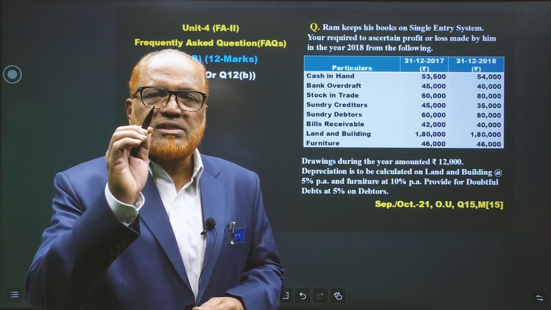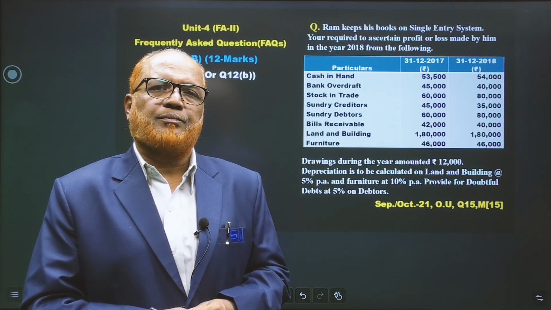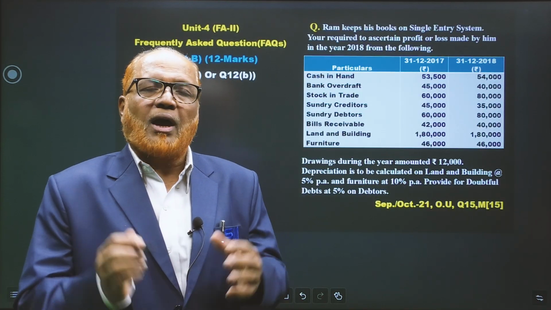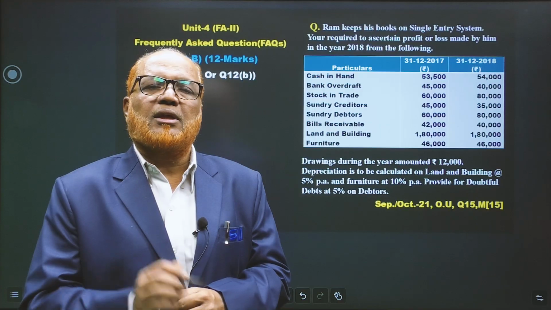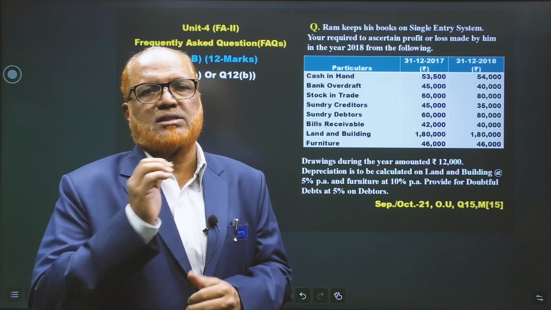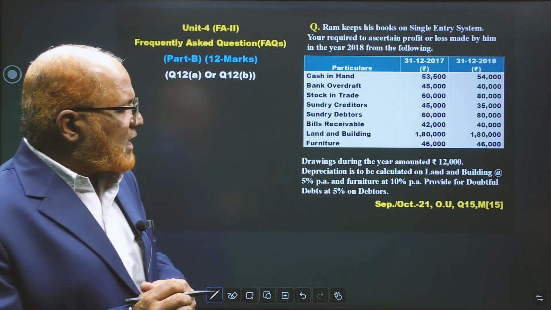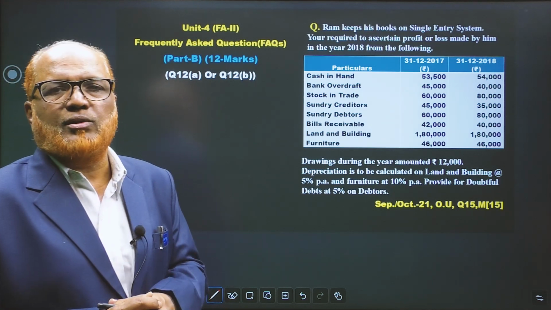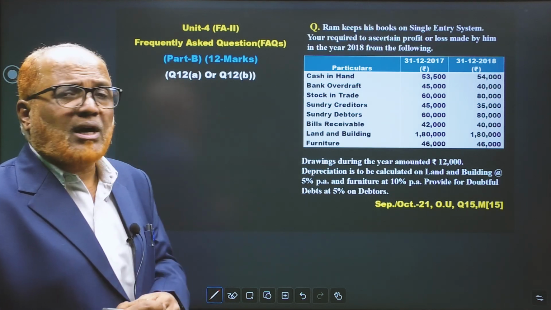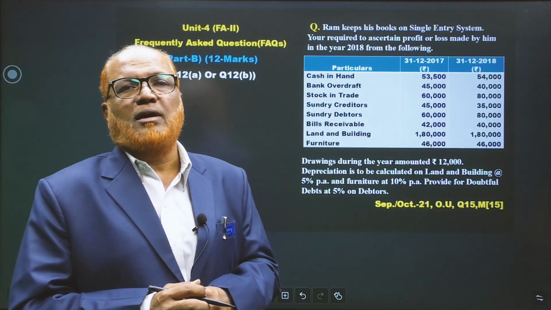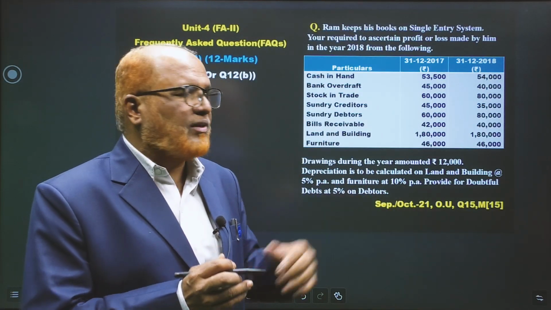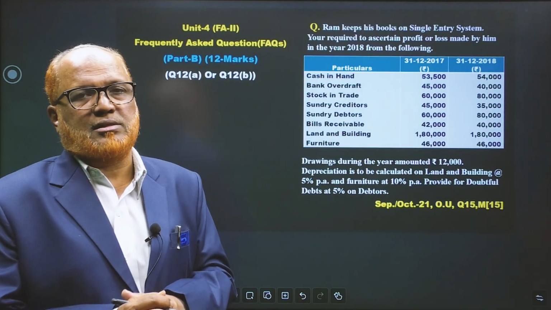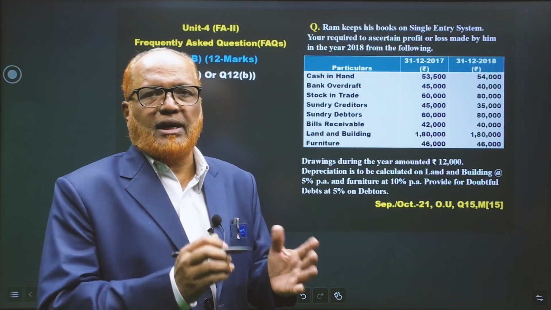But the thing is, you must understand the problem. If you understand the information given in the problem and also the requirement, then the problem will be very, very easy. This problem was asked in September-October 21 in the Osmania University examination, but for 15 marks because this was the COVID pattern. But presently, this type of problem will be asked for 12 marks in question number 12A or B.